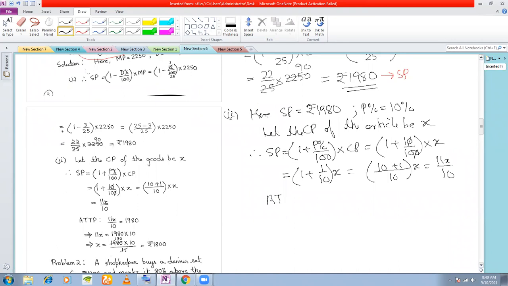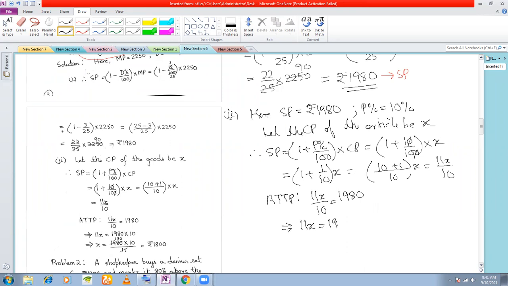According to the problem, 11x by 10. What is the selling price here? 1980, right? That's how you calculate the cost price, if you remember when I was discussing profit and loss. Now you can find out X by solving this equation.